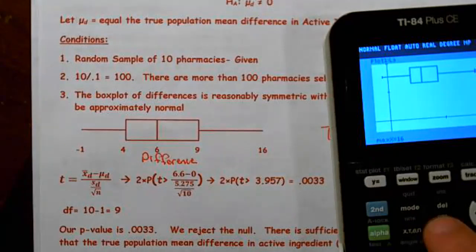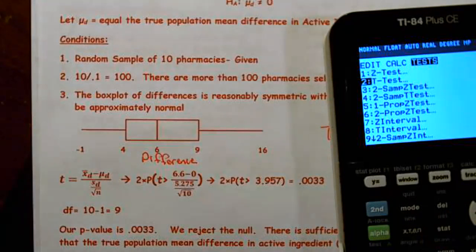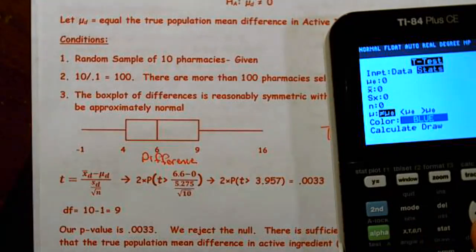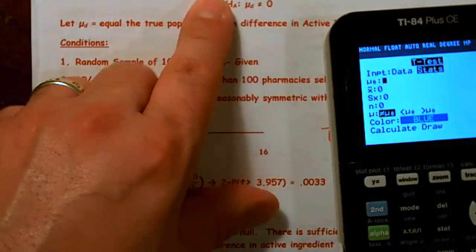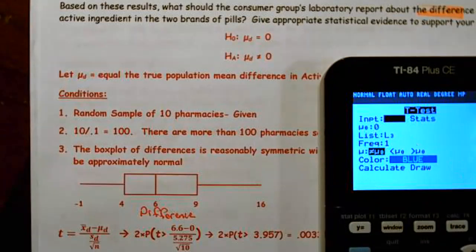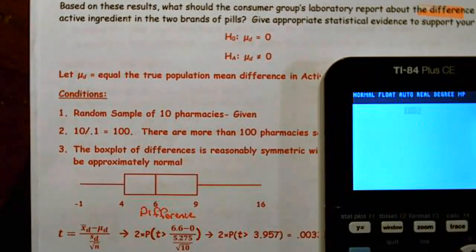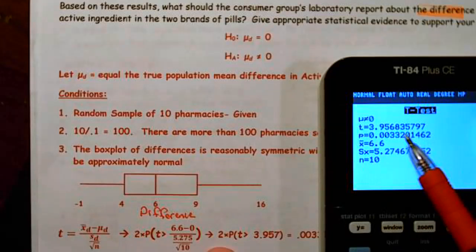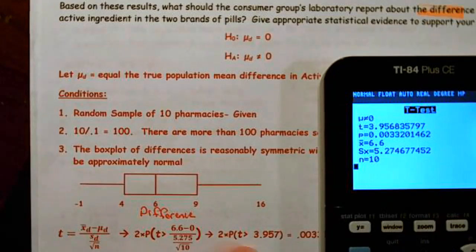So I went stat test t-test, and I'm going to go ahead and run this thing. Well, my claim is that there was no difference, and I can go ahead and use my data because I have a list of it. My list is L3. Frequency is 1. My alternative was not equal. And I can ask to calculate it, and it's 3.957. Make sure you're multiplying by 2 because of the not equal. And then it gives me a probability of 0.003.